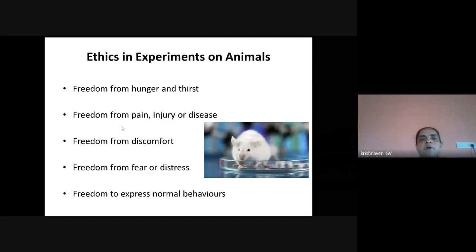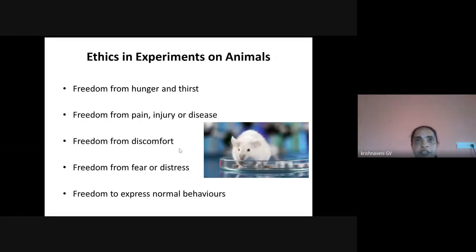There should be freedom from pain, injury, or disease. You should make sure that apart from what you are planning as part of your research, there shouldn't be any situation which causes pain or injury or some kind of illness to the animal. They should be free from any kind of discomfort. They should be kept as comfortable as possible, related to the temperature of the cage they're put in, water, etc. There should be freedom from fear and distress.